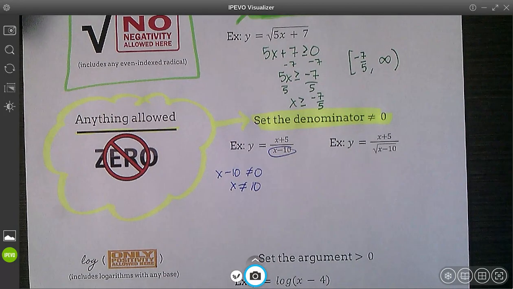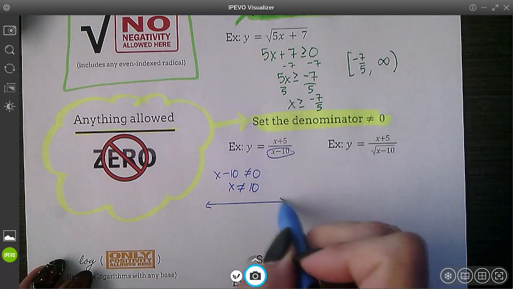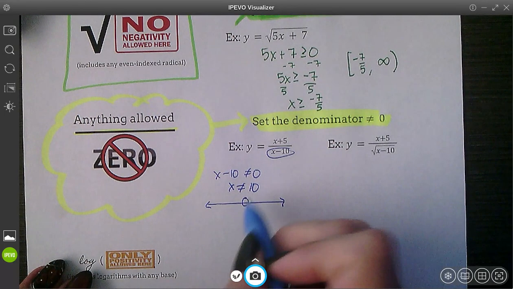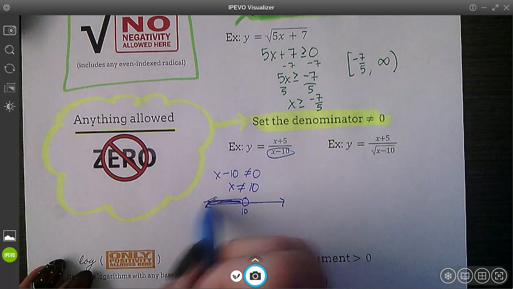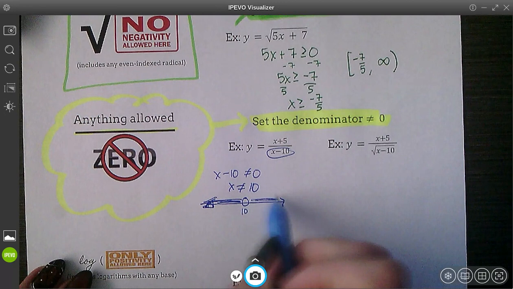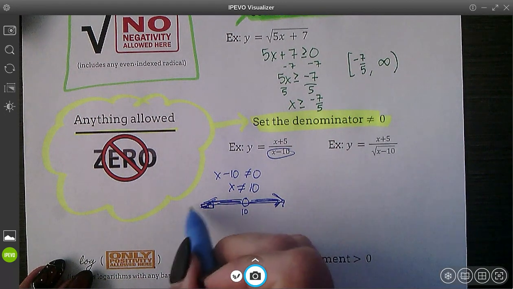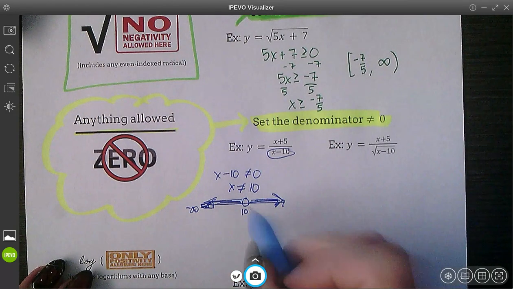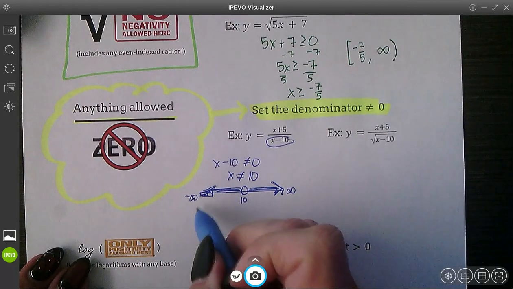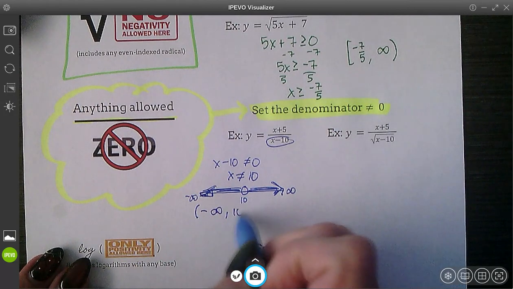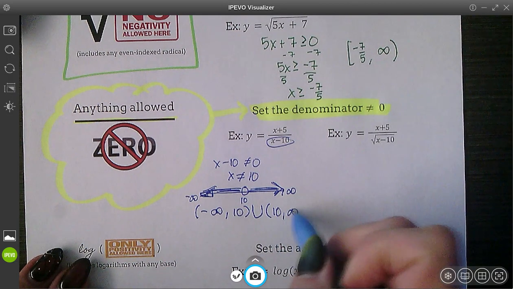Well, on a number line, if I make my entire number line and the only number that I am not allowed to equal is 10, I put an open circle there, and then I go this way, and I go that way. This gives me 2 intervals. The first interval goes from -infinity up to 10. The second interval goes from 10 to infinity. So in interval notation, this would go from -infinity to 10, skip over 10, start back up, and go to infinity.